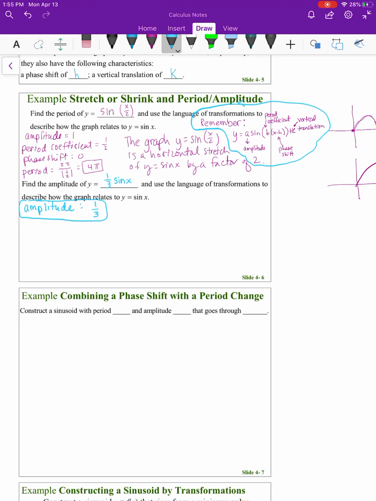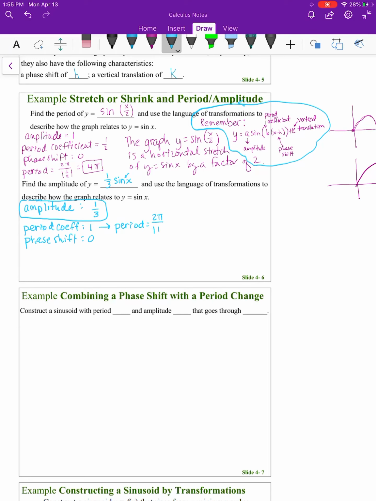Now, that was what they were asking, but since we're going to have to learn how to graph these, I'm going to go ahead and say, what is our period coefficient? And that would be what's in front of this x, that'd be 1. And our phase shift is 0. And of course our vertical translation is 0. So it's not shifted up or down at all.